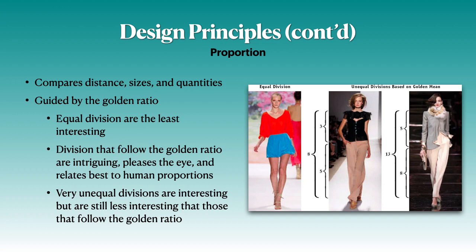So equal division is the least interesting. But division that follows the golden ratio is intriguing, it pleases the eye, and relates best to human proportions. Very unequal divisions are also interesting, but they are still not as interesting as those that follow the golden ratio.